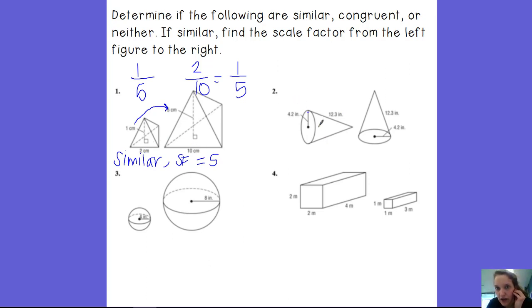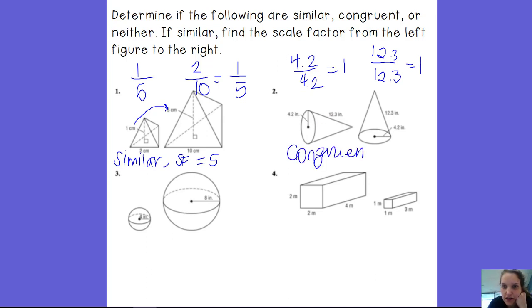Okay, on number 2, if you notice, the radius of this left cone is 4.2, and the radius of the right cone is 4.2. So 4.2 over 4.2 reduces to 1. And then the slant height of the left cone and the slant height of the right cone are both 12.3. So yes, they are similar because they are proportional, but not only are they similar, they're identical, they're congruent. The scale factor is just 1 though, so you don't really worry about them being similar, because if they're congruent, they're also going to be similar.